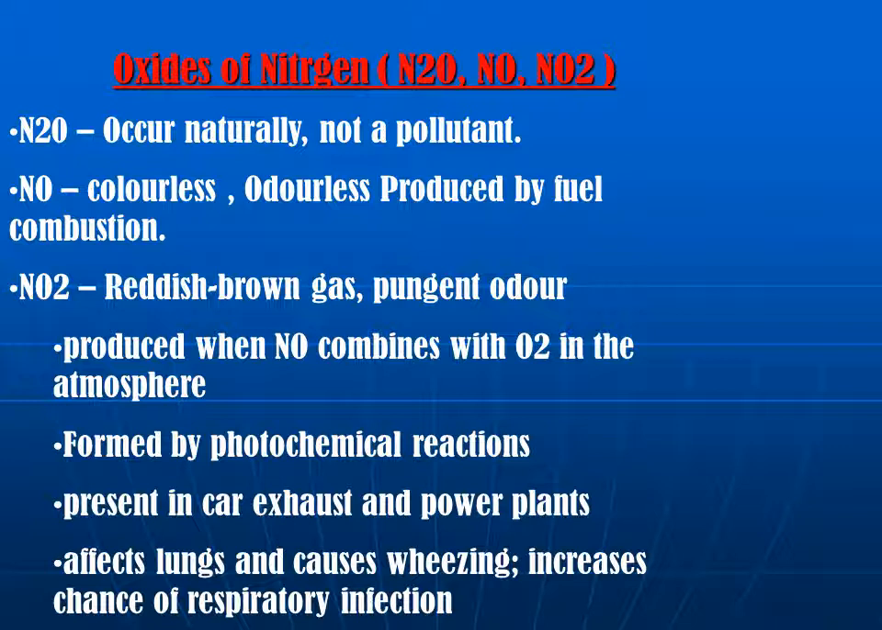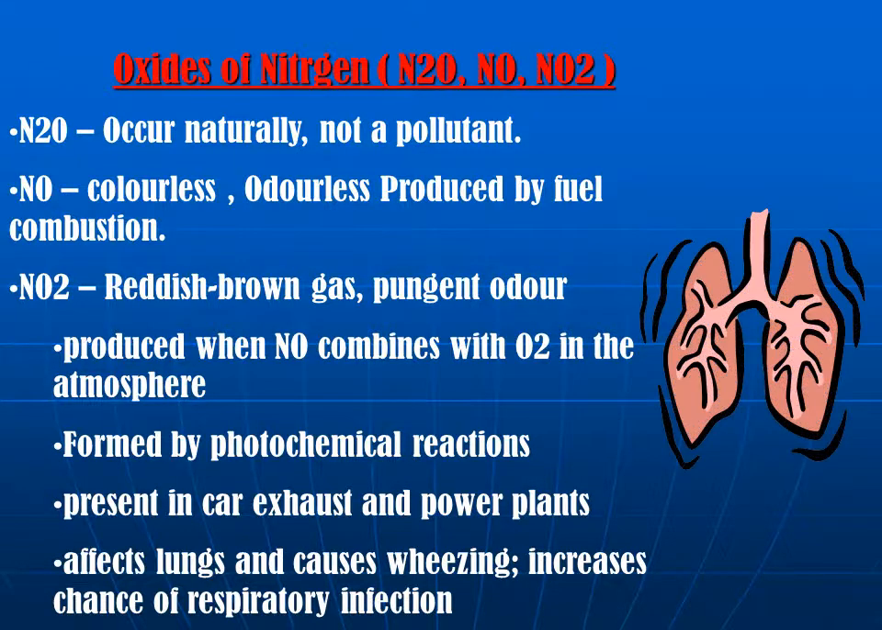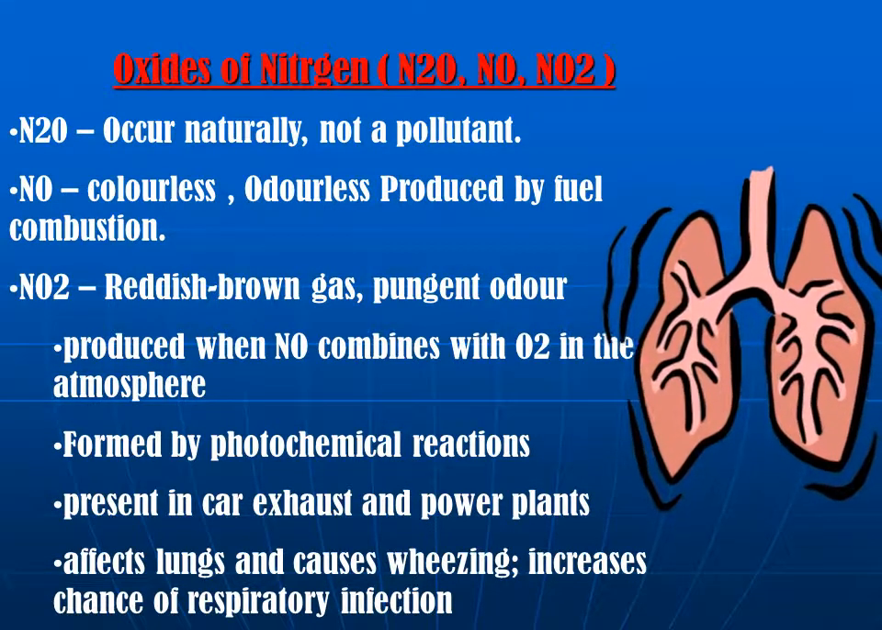Nitrogen dioxide is a reddish-brown gas having a pungent odor. It is produced when the nitric oxide combines with oxygen in the atmosphere. It is formed by photochemical reactions. It is present in car exhaust and power plants. It affects the lungs and causes wheezing, and increases the chance of respiratory infection.